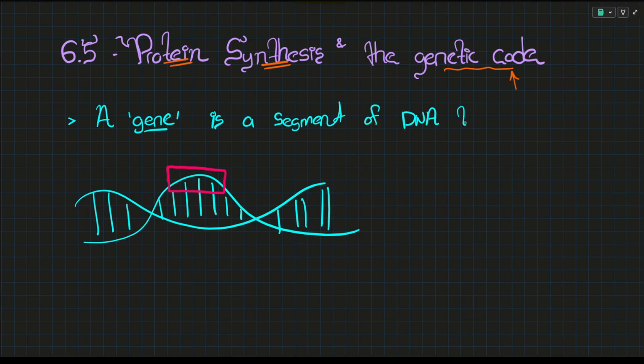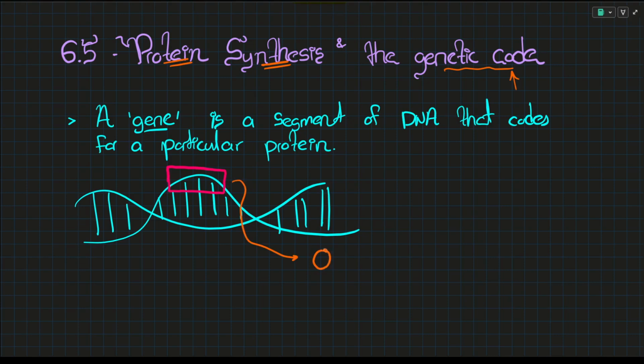that codes for a particular protein. That's the most important part. So this gene should produce a certain protein. I'll call this protein A.